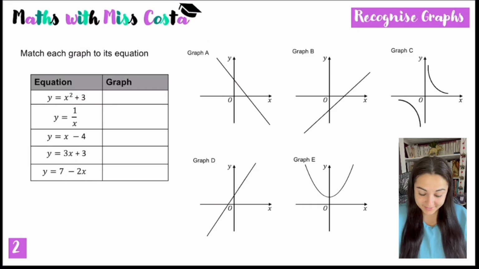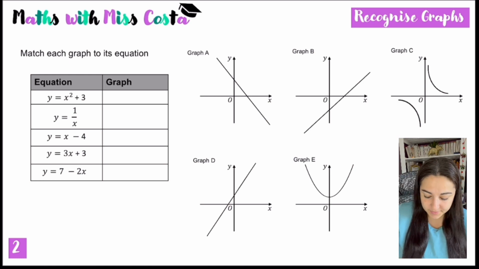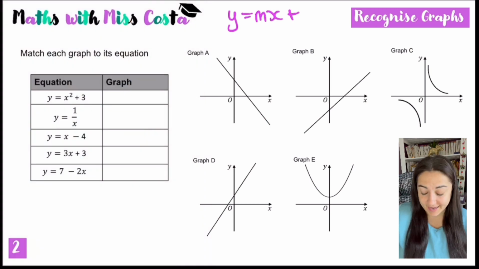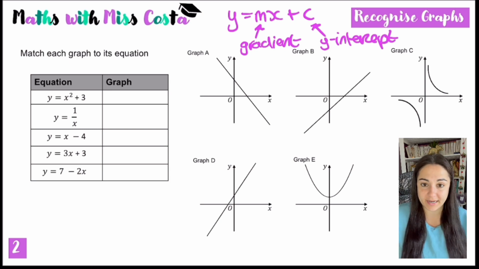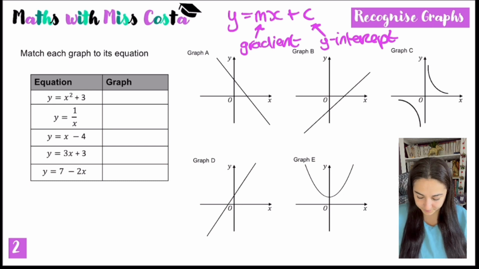Now, in this question, I'm being asked to match each graph to its equation. So it's really important that we know some basics. Hopefully, you know that every line can be written in the equation y equals mx plus c, where m stands for the gradient and c is the y-intercept. Now, this is the case for any straight line, and 3 of these graphs have straight lines, so we can use this to help us figure out which one must be which.